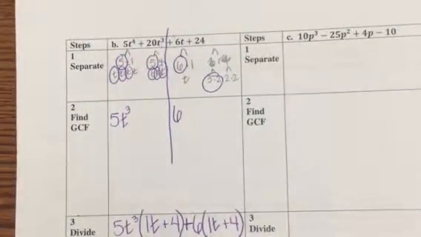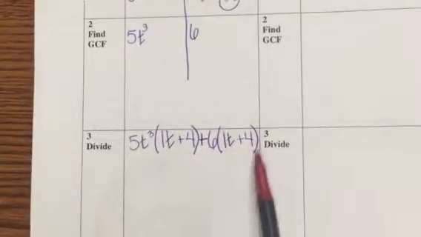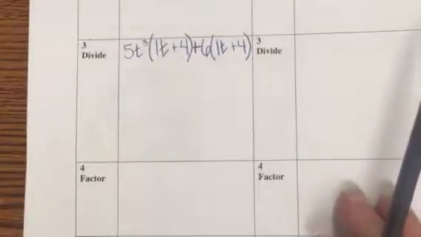Now, if I did it right, my parentheses should match. This parenthesis says 1t plus 4. This parenthesis says 1t plus 4. So now I can write it out.